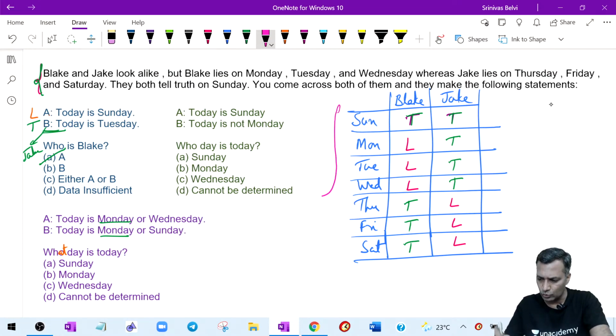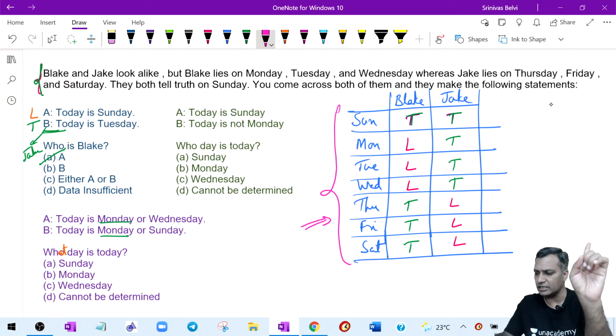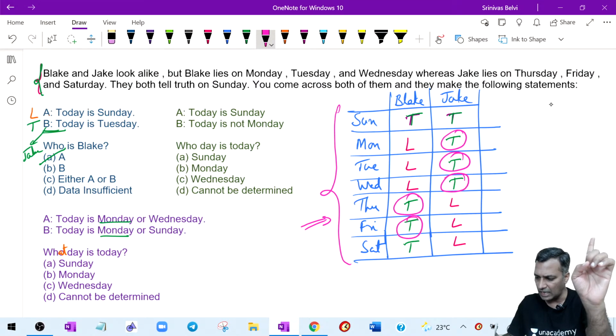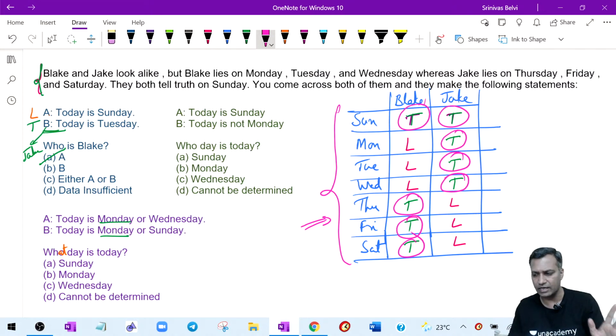Firstly, after looking at this chart, one thing you should understand is that at least one of them is telling the truth on any given day. There is always one true which comes under the table. There is no day of the week where both would be lying. That is crystal clear.